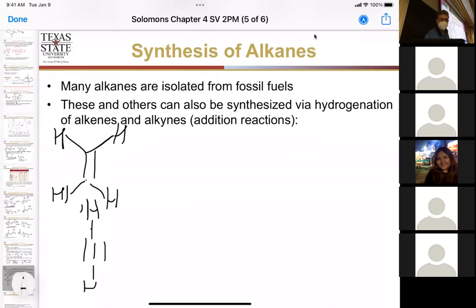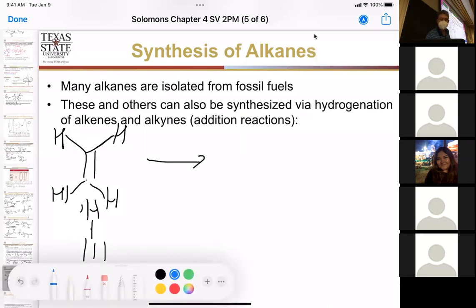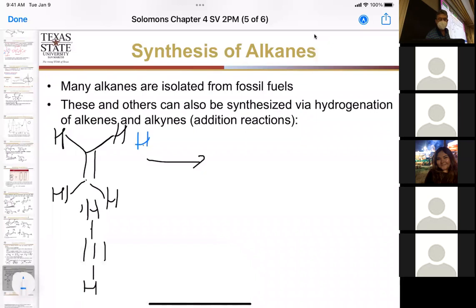right here. And so if we take hydrogen, elemental diatomic hydrogen, with a catalyst of platinum (Pt), palladium (Pd), or nickel (Ni), usually under pressure with heat, we can add that hydrogen across that double bond. That's one of our other things. We did a substitution reaction. This is our addition reaction.